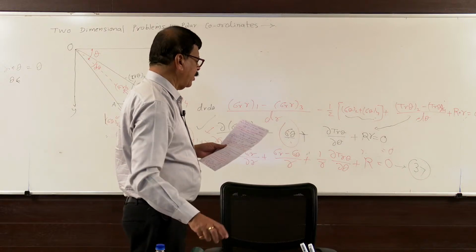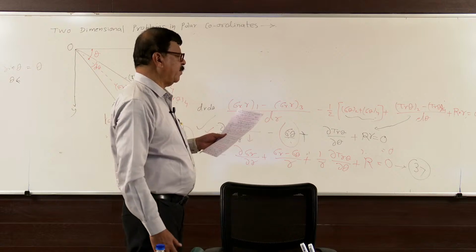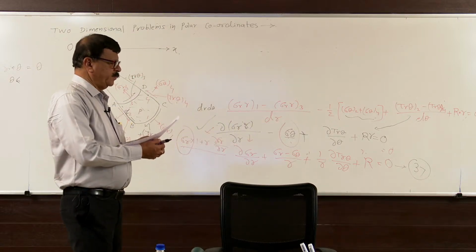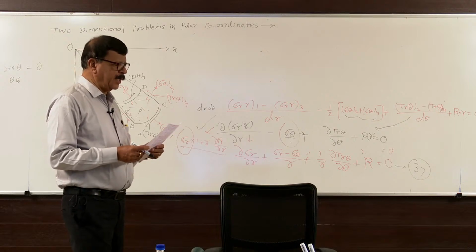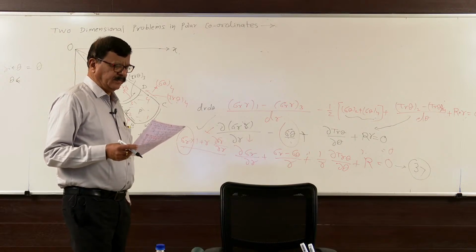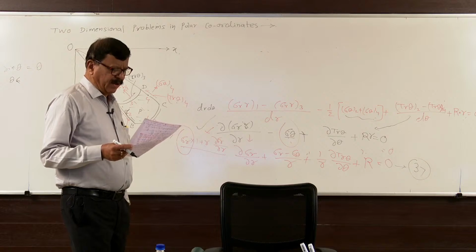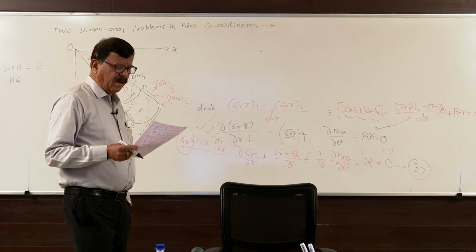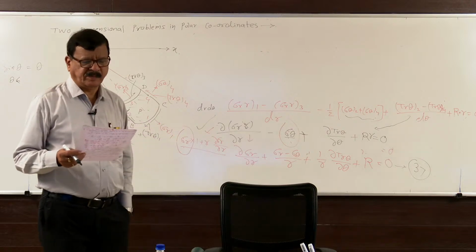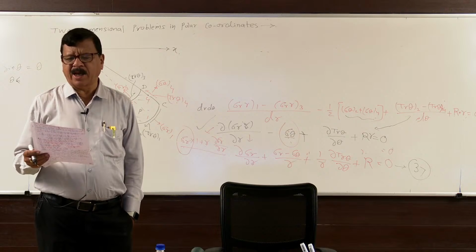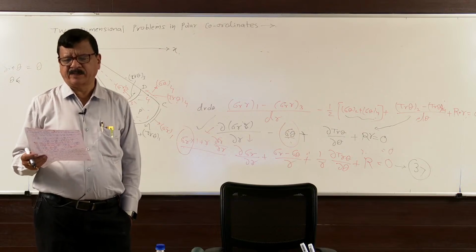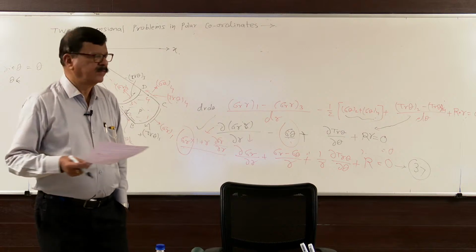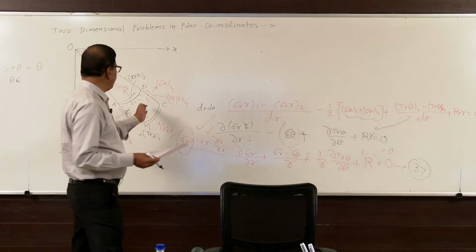Now you can write the equation of equilibrium. The equation of equilibrium in the tangential direction means we are deriving in this direction.